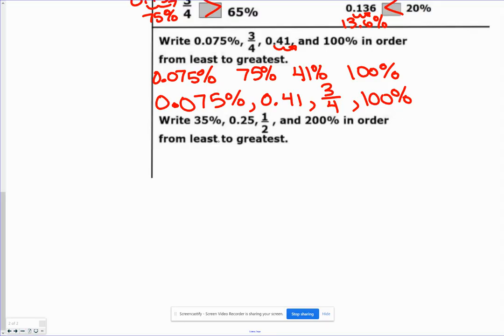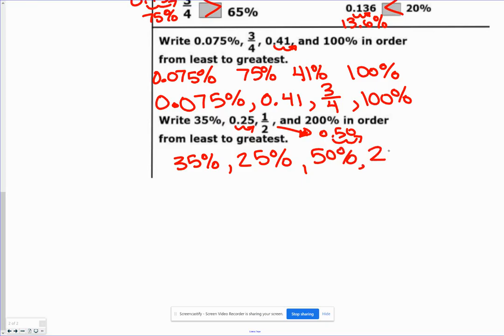Write these from least to greatest. So let's go convert them all to percents again. The first one is 35%. 0.25. Let's move it over. Yep, that's 25%. 1/2. That's 0.5 when you convert. So I'm going to go do that. So that's 0.5. And move it over 2 spots, 50%. And the last one is 200%, already a percent.